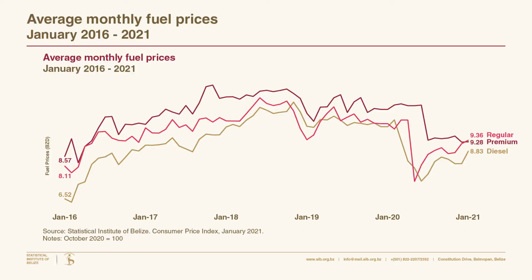Looking at the average fuel prices at a bigger picture for the past 5 years, we can see how fuel prices strongly fluctuate throughout the years. Since January of 2016 to January 2021, diesel prices have increased by $2.31. Premium prices have increased by 71 cents, and regular prices have increased by $1.25. We can also observe in the graph that in April to May of last year, all fuel prices had a deep drop, and since then, fuel prices, specifically diesel and regular, had been increasing up to January of 2021.